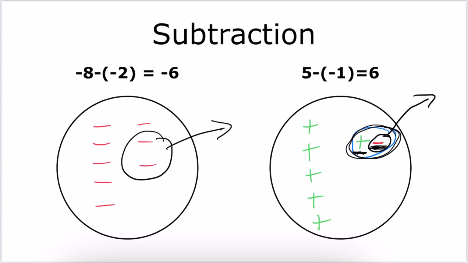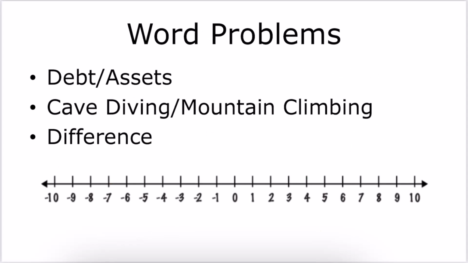And just like with the number line model, it's helpful to assign these math facts to word problems. So some examples of different word problems you can do are word problems that involve debt and assets. So if you wanted to model having -8 minus -2, you could say I have $8 of debt, and then someone else came along and paid off $2 of my debt. So they took away $2 of debt, and that left me with $6 of debt. So you can use a debt and asset analogy.